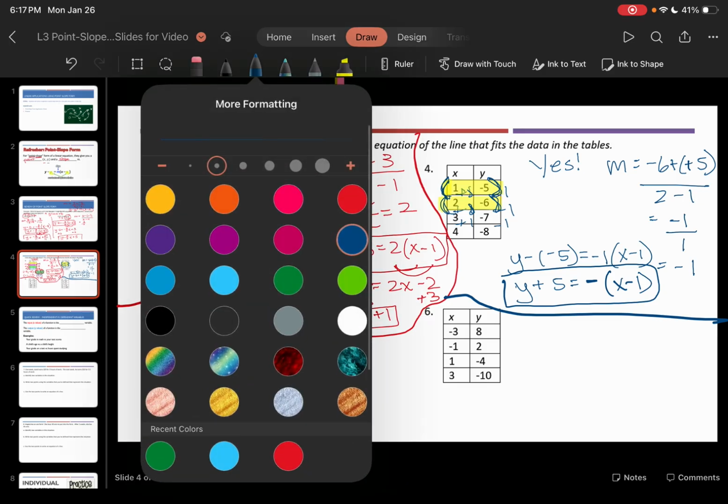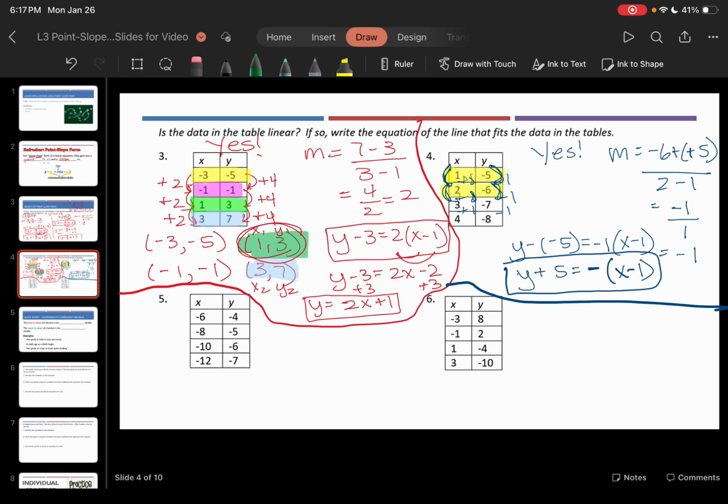I'm taking up a lot of room here. Okay, so pick another color. Let's use green. All right, number 5 and number 6. Why don't you pause the video, try these now, and then when you unpause, we'll quickly go through it together to make sure you got the right answer. Go to it.